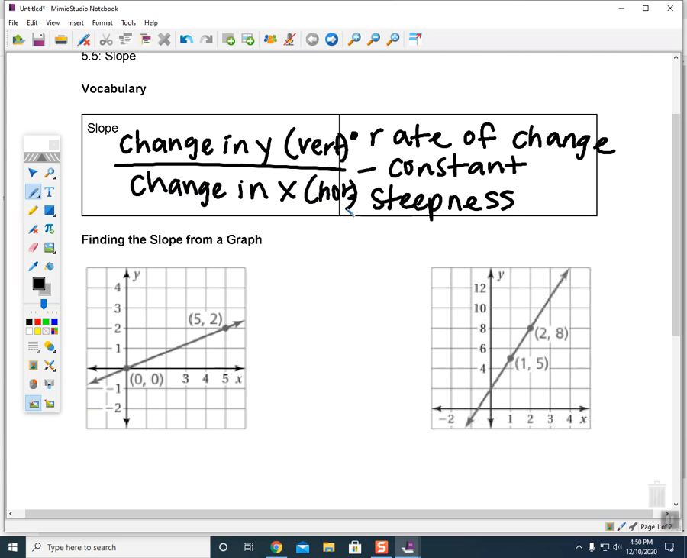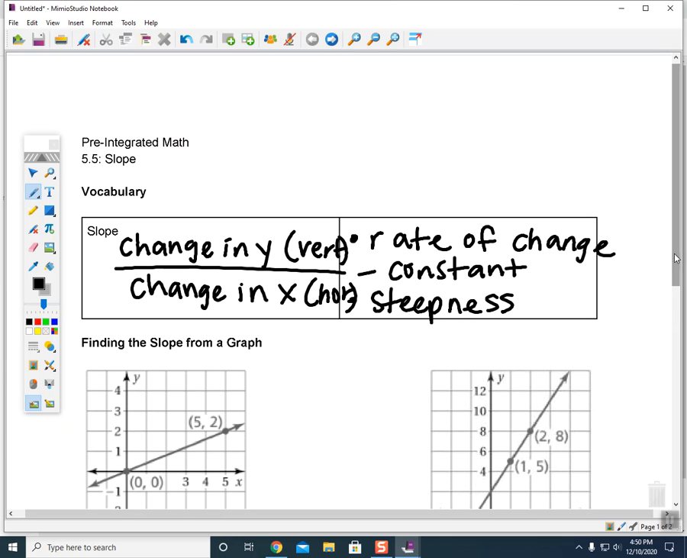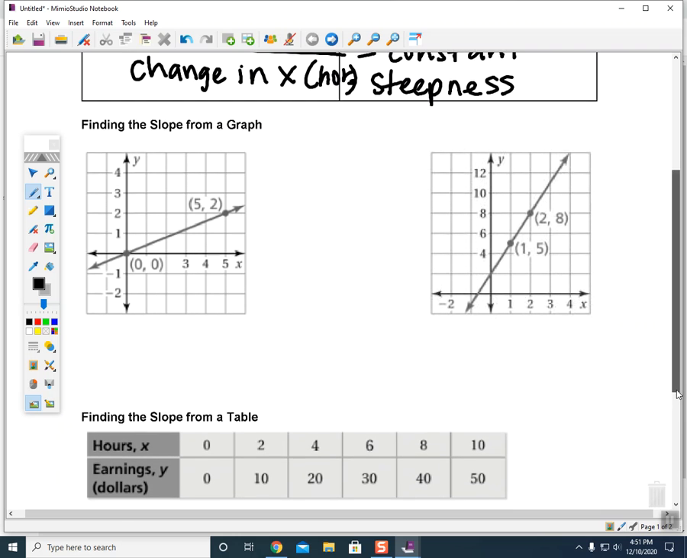Another way that you might see me write this is with some triangles, so don't let that confuse you. I'll say triangle y, triangle x. That's the symbol for delta, but all that means is change. So that's a shorter way of saying that I'm talking about my change in my y values and my change in my x values. So we have a couple different ways that we find slope.